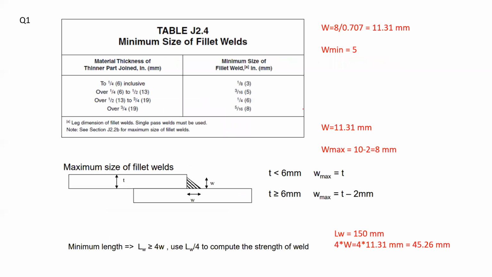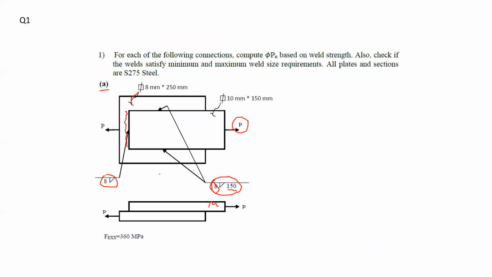Now, first of all, if we want to consider the minimum and maximum weld characteristics, we can take a look at the table J2.4. So at this table, it specifies and says the minimum size of fillet welds is supposed to be based on the material thickness of the thinner part. So if we take a look at this here, the connection, this one is 10 millimeters, and the one at the bottom is 8 millimeters.